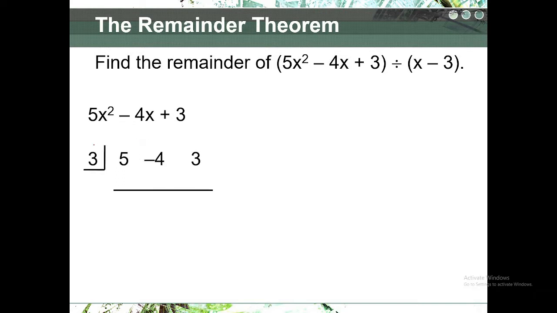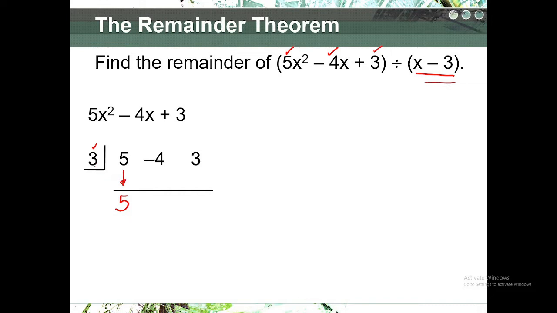So the value of a, this one came from our divisor. And then the coefficients, you have 5, negative 4, and 3. So you'll be bringing down 5 because we will be using synthetic division.